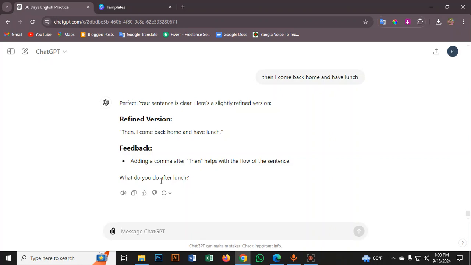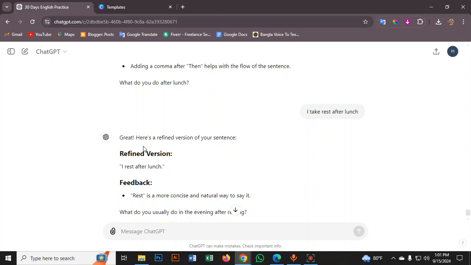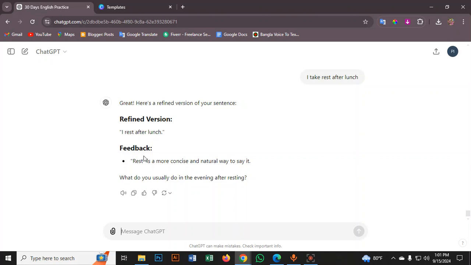What do you do after lunch? I take rest after lunch. I rest after lunch. Great. Here's a refined version of your sentence. Refined version: I rest after lunch. Feedback: rest is a more concise and natural way to say it. What do you usually do in the evening after resting?